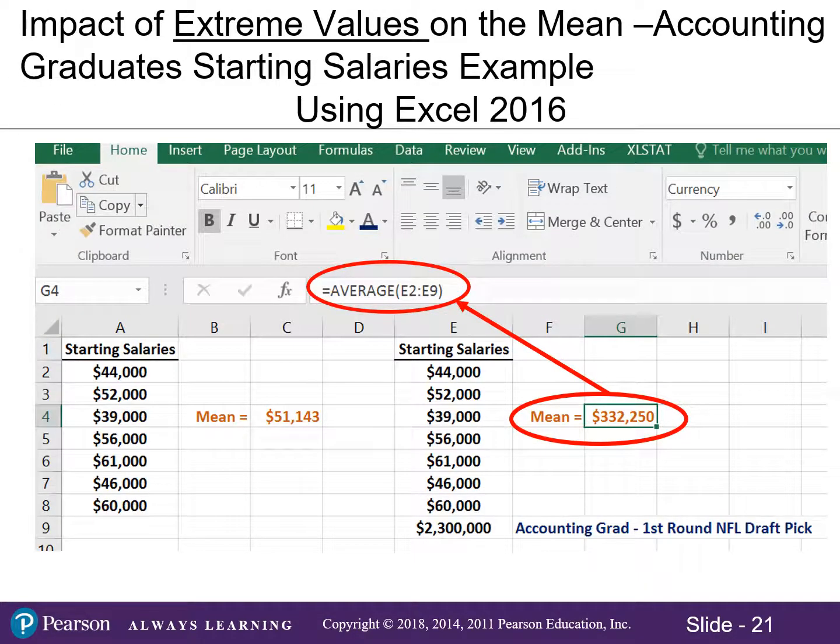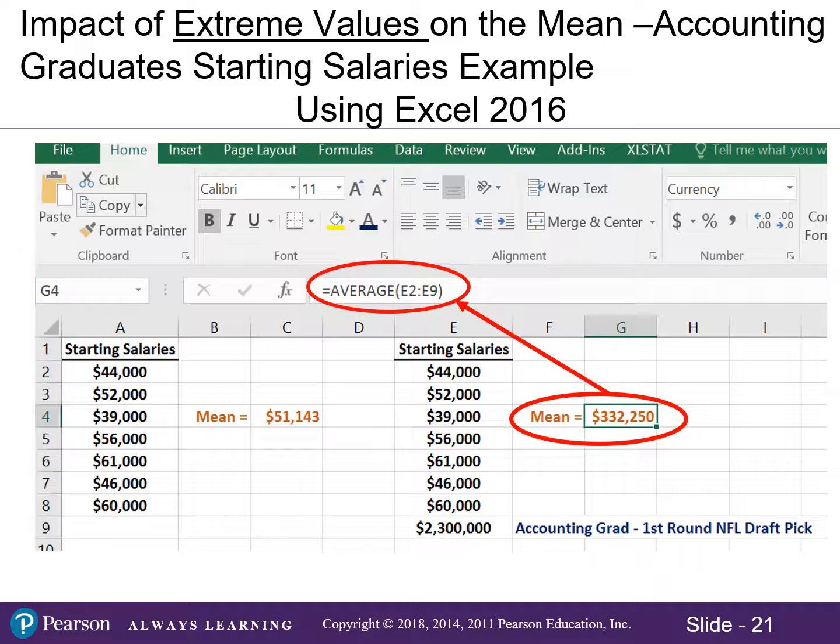If somebody turns out to be an accounting grad and an NFL draft pick, we get one more item in our data set that's really, really far away from the rest of them. And look at what it did to the mean. Just one value, as long as it's really far away from everybody else, can really make the mean not very useful. What do I mean by that?